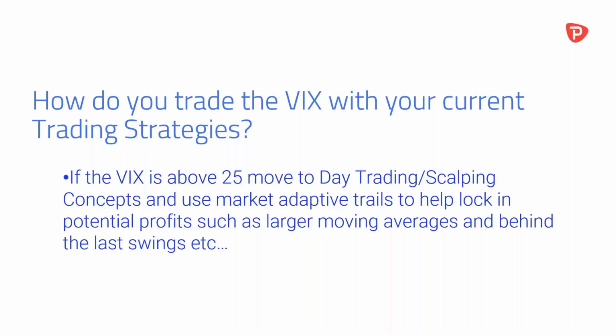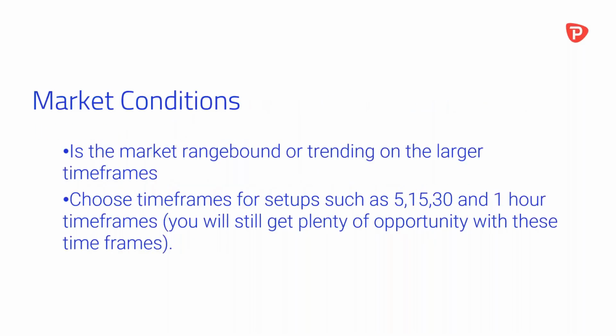And this is because it's just going to be so volatile. You'll need market adaptive trails and things to help you lock in potential profits, such as larger moving averages and trails behind the last swings, et cetera. And we'll talk about those more tonight. But if the VIX is above 25, move to your day trading and scalping strategies.